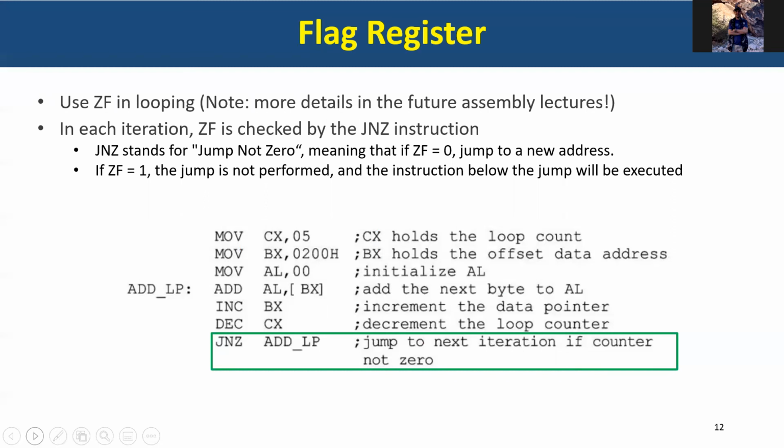Now, when to use the zero flag? The zero flag is really important because we use it to make loops. So in assembly language, we can do loops as well.